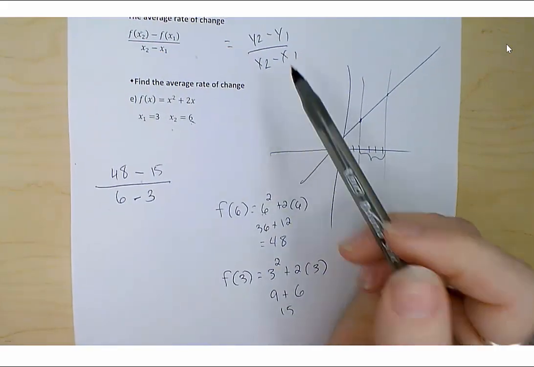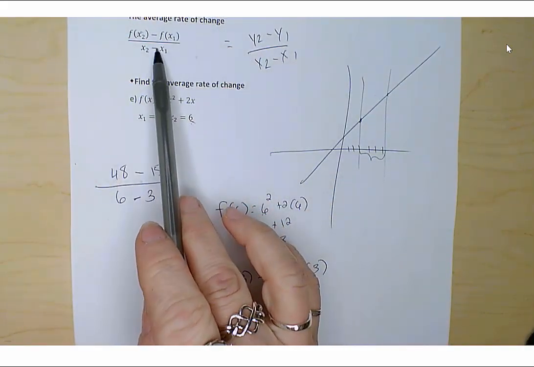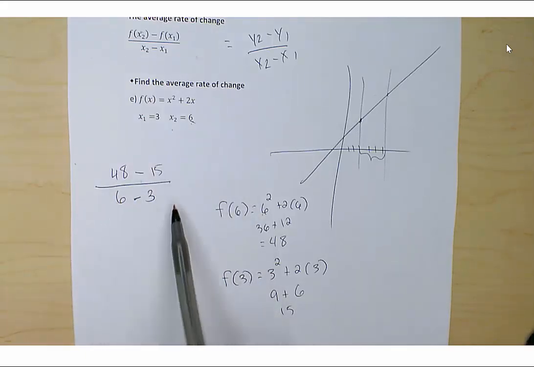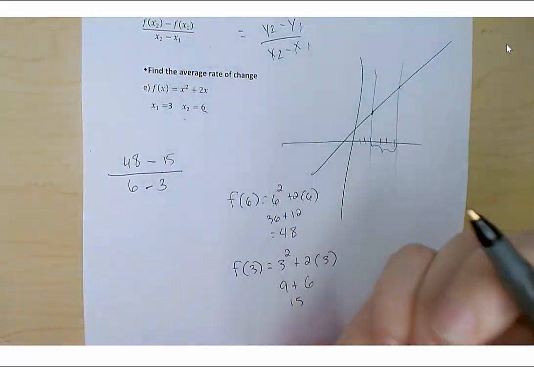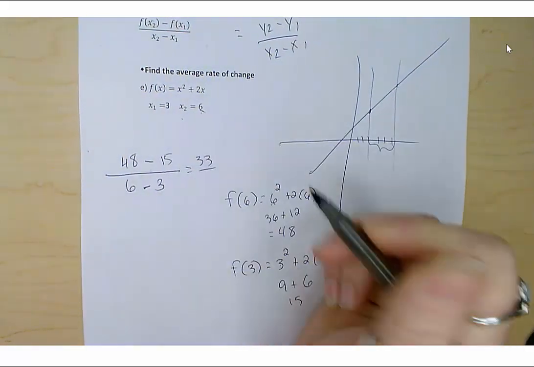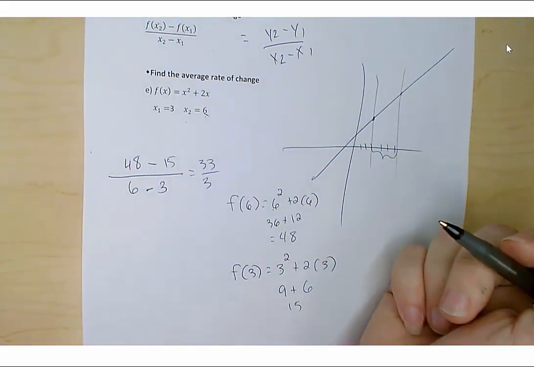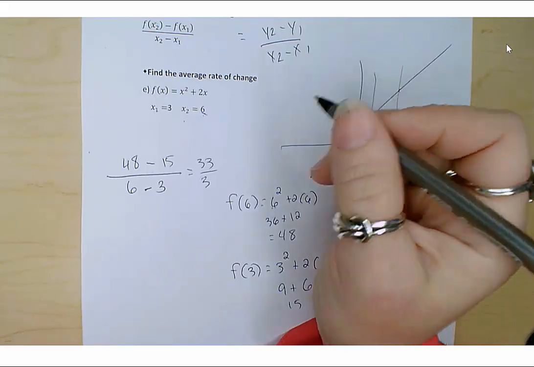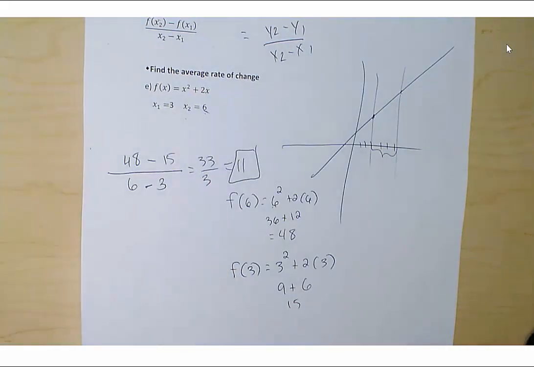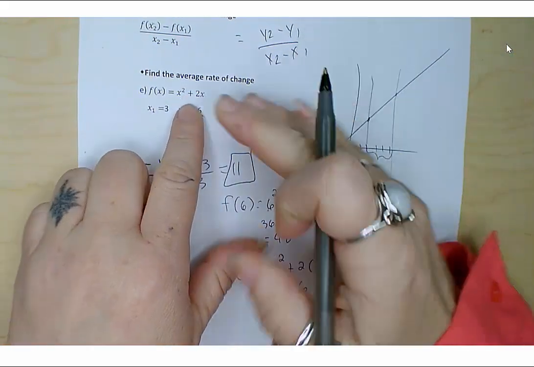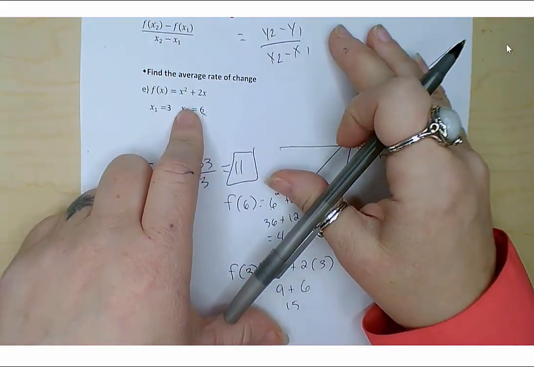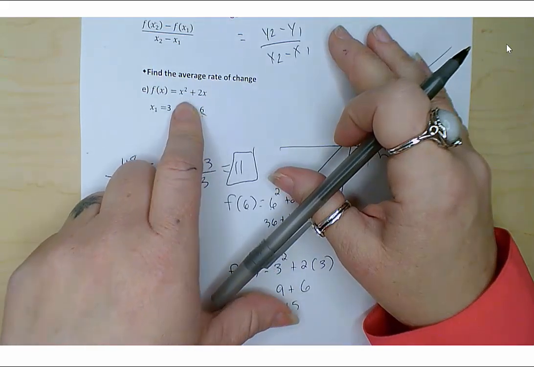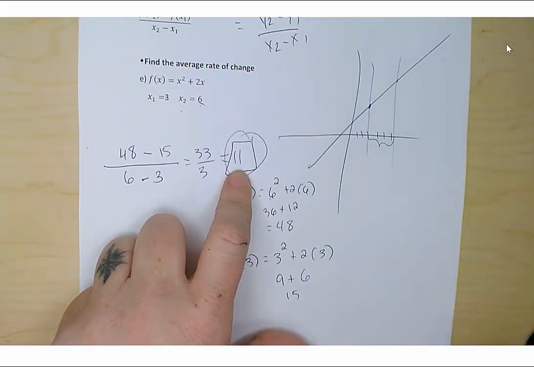So just double check that you did put everything correctly. This is our f of x2 minus our f of x1 over x2 minus x1. Subtract and simplify. 48 minus 15 is 33, over 6 minus 3 is 3. And we can divide this out fully. 33 over 3 is 11. So that would be your average rate of change, your average slope between 3 and 6 for that given equation. This was just a random example I drew to give you a visual. But between 3 and 6 for this graph, this is what our slope, our average rate of change, would be.